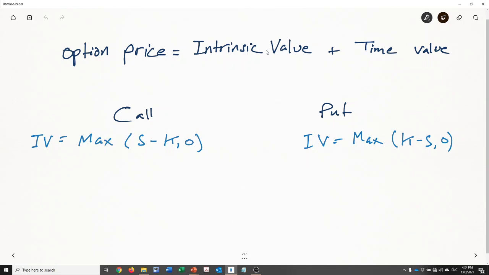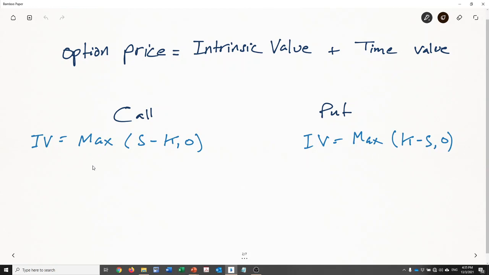The intrinsic value for a call option is equal to the maximum between S minus K and 0, where S is the stock price at the time we are examining the intrinsic value, whether it's today or at the time to expiration, and K is the strike price of the option. For the put option, the intrinsic value is the maximum between K minus S or 0.